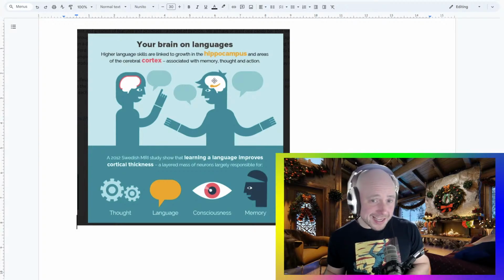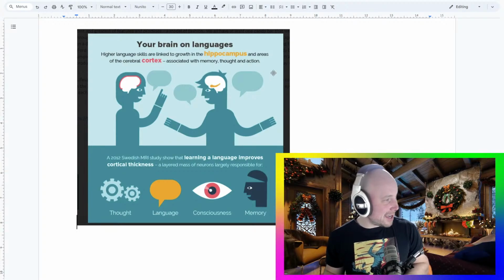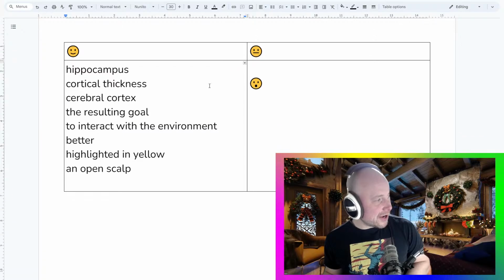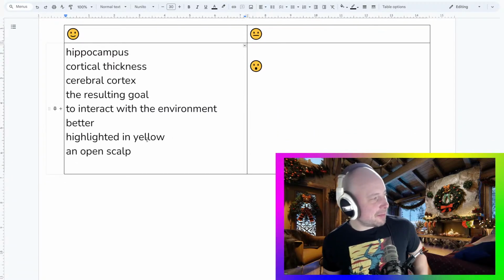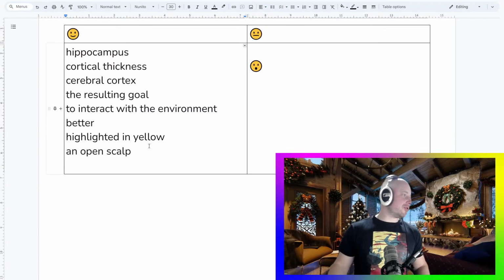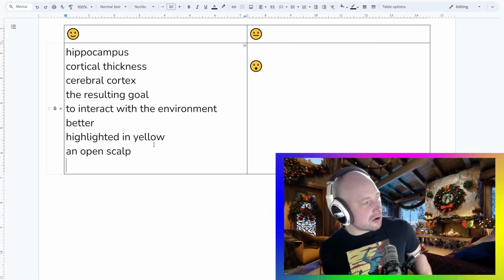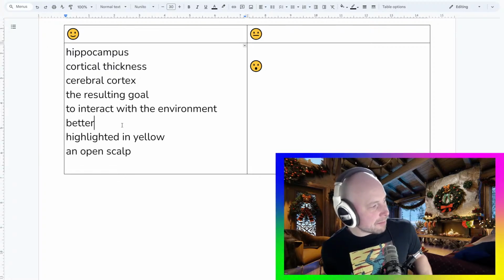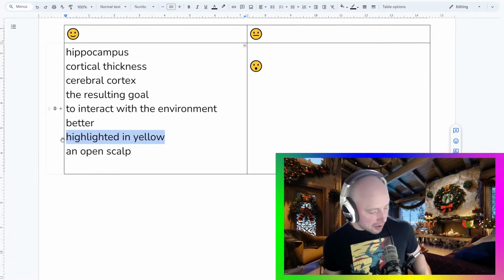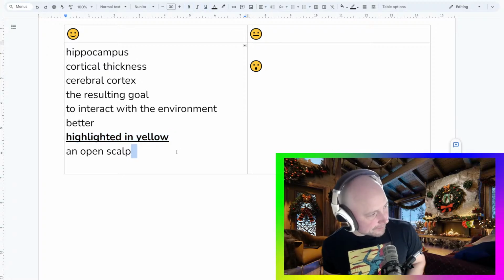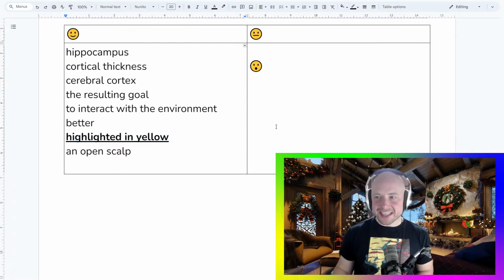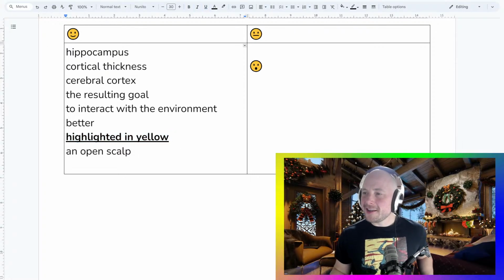High language skills are linked to growth in the hippocampus and areas of the cerebral cortex. Sounds pretty good, right? We all want a bigger hippocampus. So loads of really great vocabulary there: hippocampus, cortical thickness, cerebral cortex. The resulting goal to interact with the environment better, highlighted in yellow. I liked that. Nice. And an open scalp, he said when describing the picture.